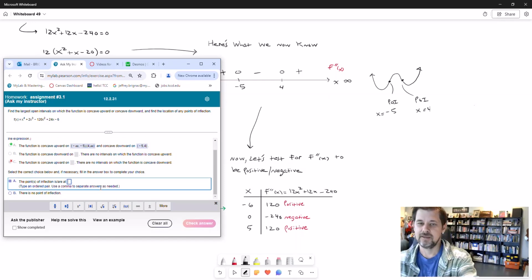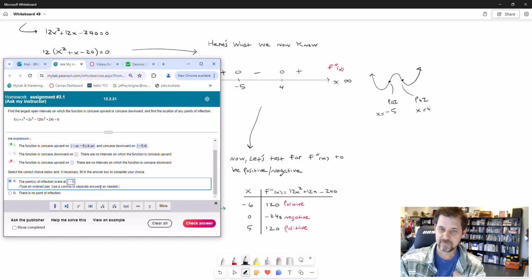All right, one of the points of inflection is at -5. That's the x coordinate, and I don't know the y coordinate. Okay, and then I put a comma. The other one is at 4 for x, and I don't know the y coordinate. It wants me to give points, so what it wants is the x and y coordinate.